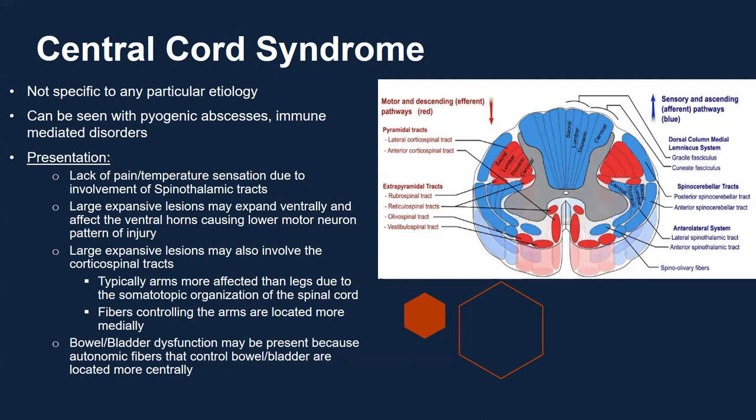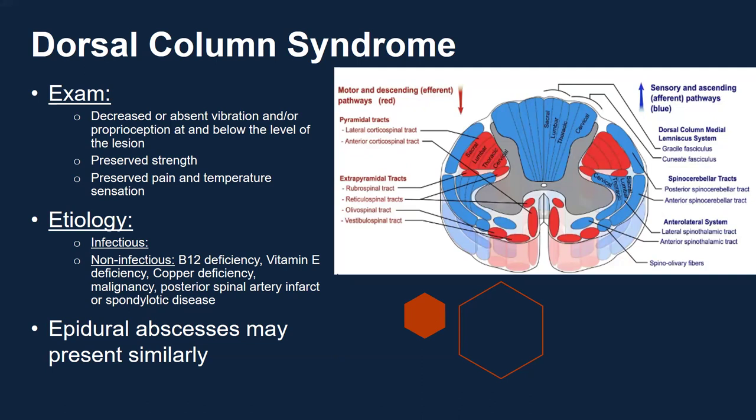Next is dorsal column syndrome. This exam is similar to patients that have an epidural abscess that causes compression. On exam, these patients will have decreased or absent vibration and proprioception at and below the level of the lesion, and there's typically preserved strength and pain and temperature sensation. There are a few infectious causes of dorsal column syndrome that we will get into, but there are also non-infectious causes to be aware of, such as B12 deficiency, vitamin E, copper deficiency, malignancy, spondylotic disease, and posterior spinal artery infarct.